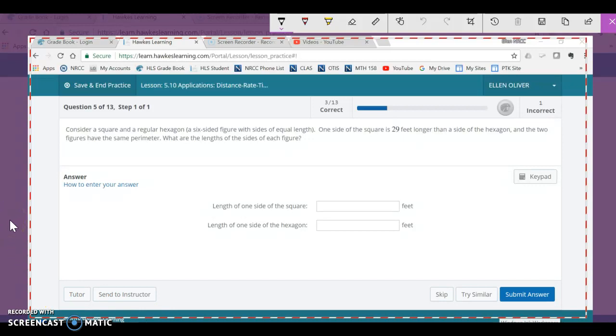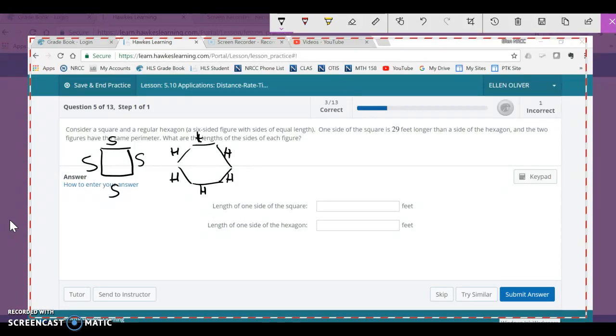Okie dokie. So I've got a square and a regular hexagon, and it tells you that a regular hexagon is a 6-sided figure. Sides are equal length. So my square is going to look like this. Each side is S. And my hexagon, 1, 2, 3, 4, 5, 6, is going to look like this. That's an H on top. I realized I was writing on the words. Tried to change that. All right.